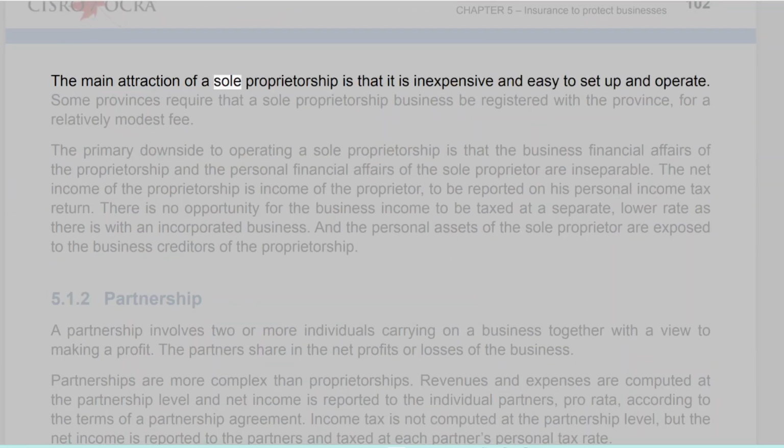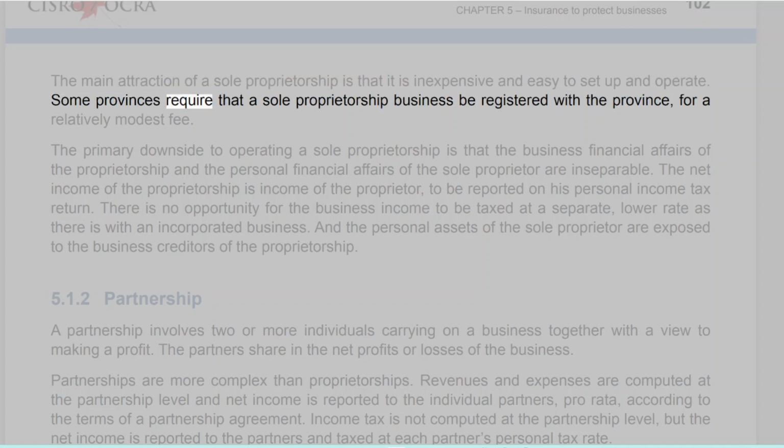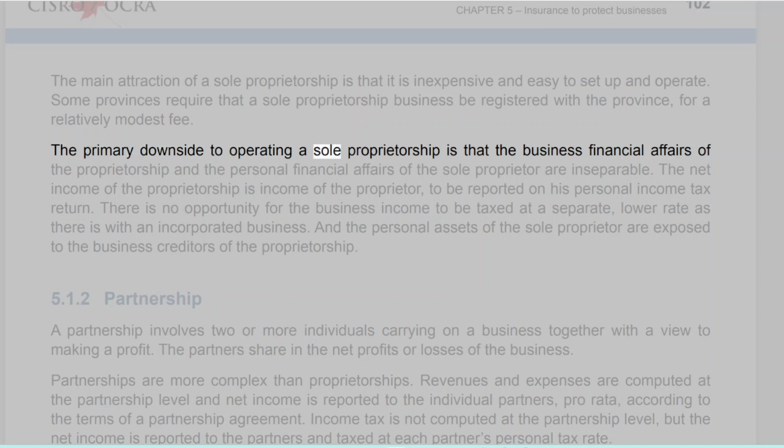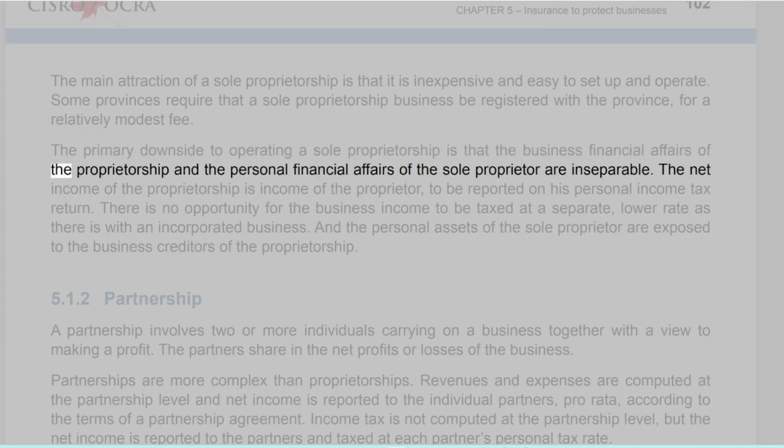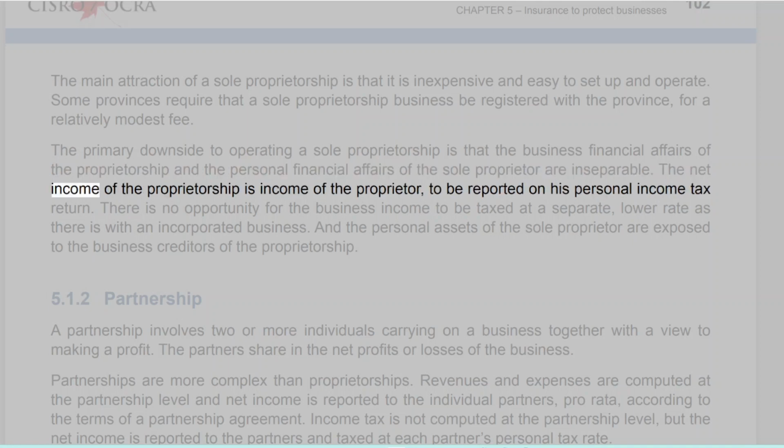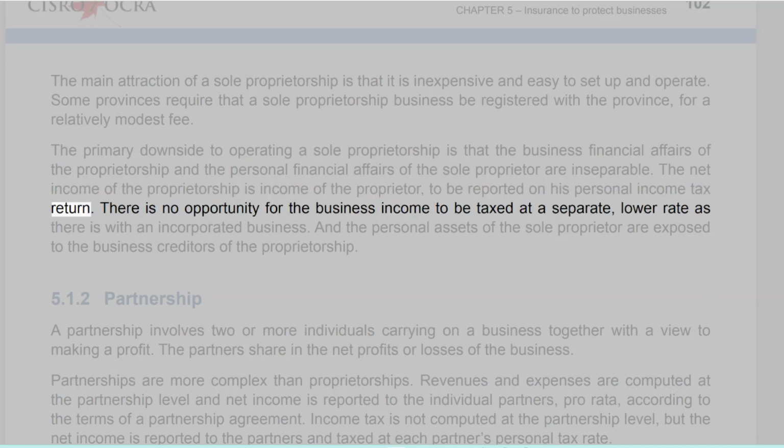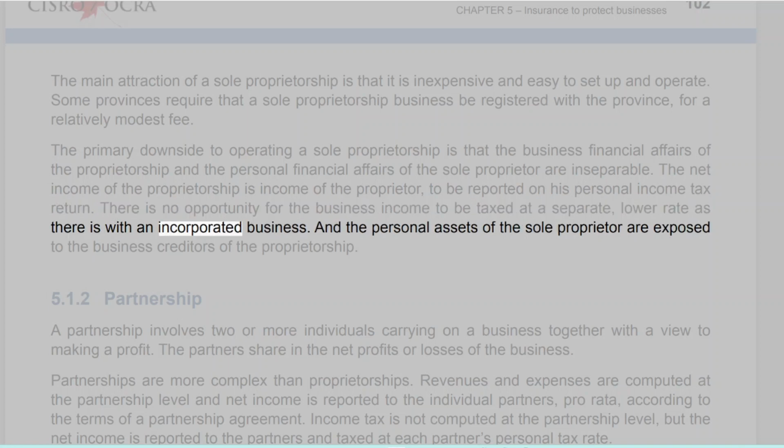The main attraction of a sole proprietorship is that it is inexpensive and easy to set up and operate. Some provinces require that a sole proprietorship business be registered with the province, for a relatively modest fee. The primary downside to operating a sole proprietorship is that the business financial affairs of the proprietorship and the personal financial affairs of the sole proprietor are inseparable. The net income of the proprietorship is income of the proprietor, to be reported on his personal income tax return. There is no opportunity for the business income to be taxed at a separate, lower rate as there is with an incorporated business. And the personal assets of the sole proprietor are exposed to the business creditors of the proprietorship.